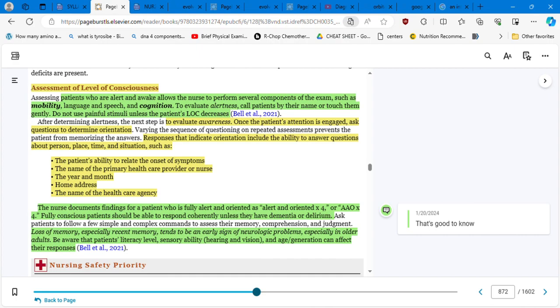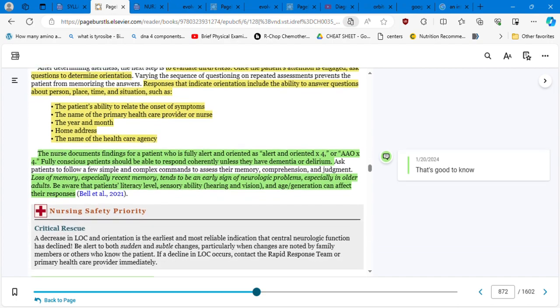Responses that indicate orientation include the ability to answer questions about person, place, time, and situations, such as the person's ability to relate the onset of symptoms. Here comes your old cards mnemonic. The name of the primary healthcare provider or nurse, the year, the month, the home address, the name of the healthcare agency. So if you use your old card mnemonic, if the patient is able to remember when the onset of the disease started, the patient is alert to time, and so on.